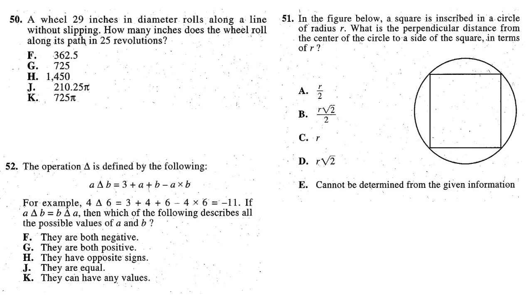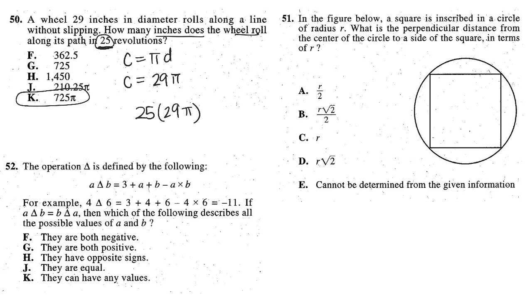Number 50, we have a wheel that is 50 inches in diameter, and it is rolling along a line without slipping. How many inches does the wheel roll along the path of 25 revolutions? So this one's interesting. You need to deal with the circumference of the circle, which is pi times the diameter. So the circumference for this particular wheel is going to be 50 pi. And that wheel is going to make 25 revolutions. So that's going to be 25 times 50 pi. And that's going to give us answer choice K.